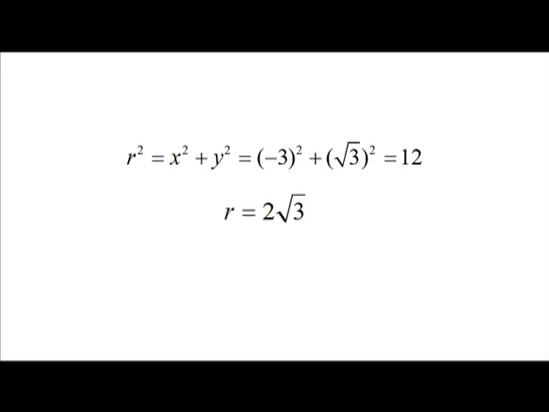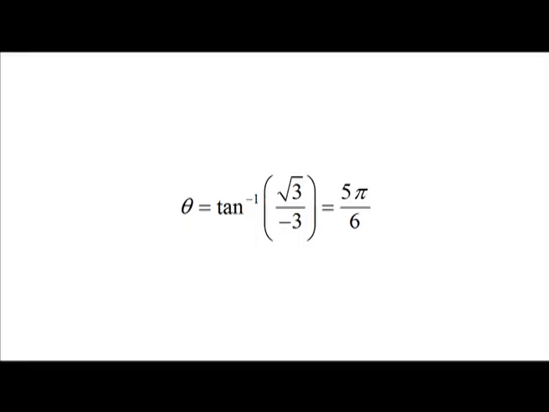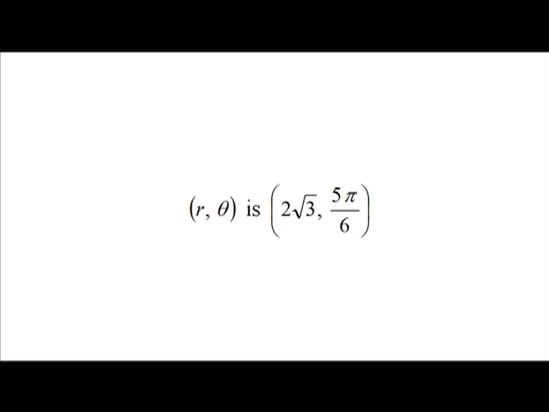This implies r is equal to 2 square root of 3, and tan theta is equal to y by x, which is equal to square root of 3 by negative 3. As the point lies in the second quadrant, it follows that theta is equal to tan inverse of square root of 3 by negative 3, which is equal to 5 pi by 6. Hence, one value of (r, theta) is (2 square root of 3, 5 pi by 6).